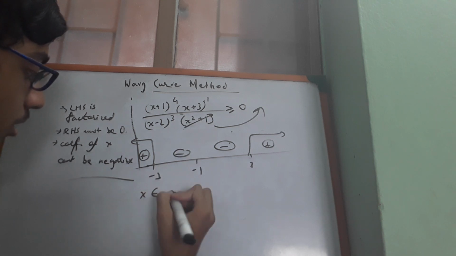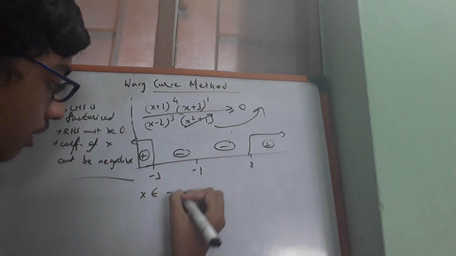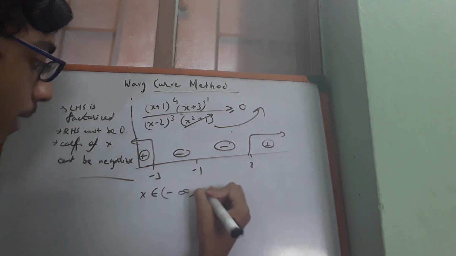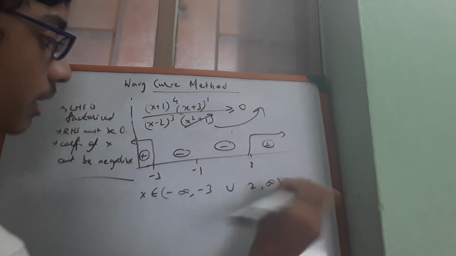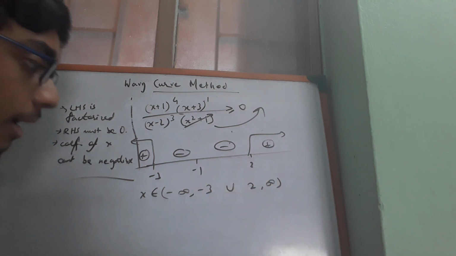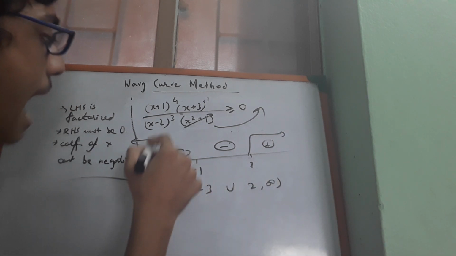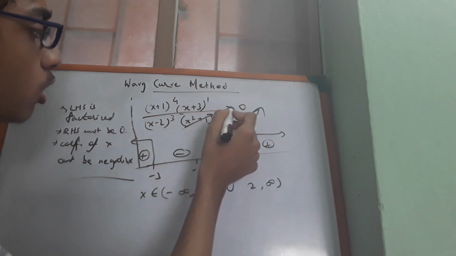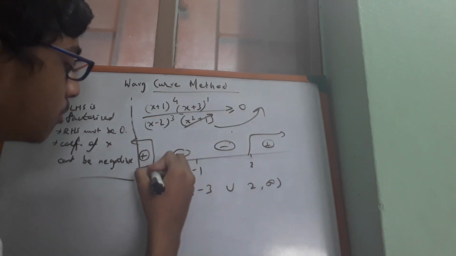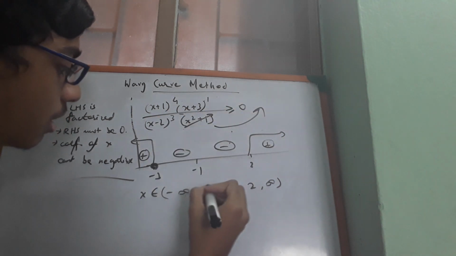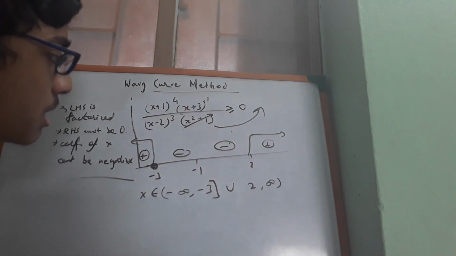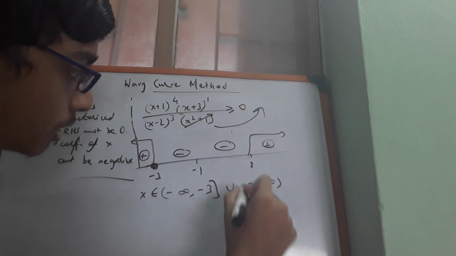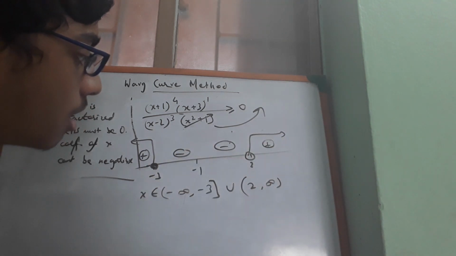Answer will be x belongs to minus infinity, open bracket, till minus 3, union 2 till plus infinity, right? I did not give the bracket because, well, let's check it out. At minus 3, the numerator is 0, so it's greater than or equal to 0, so that's acceptable. So minus 3 should be included. That means square bracket here. At 2, you see the denominator is becoming 0, that is not allowed. Denominator can't be 0, so 2 should not be included. Open bracket here. So that's your answer.